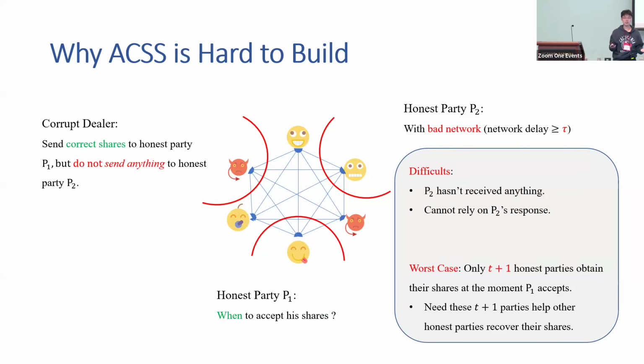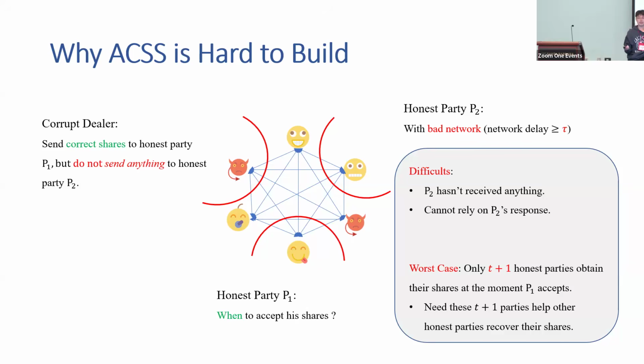So let's consider when honest party P1 can accept his shares. According to the requirements of ACSS, when an honest party accepts his shares, we require that all honest parties should eventually accept their shares. But so far, P2 has not received anything, so P1 cannot expect to get any response from P2. This is different from the synchronous setting. Maybe in the synchronous setting, we can say that if honest party P2 does not receive anything, we can let P2 make a complaint. But in the asynchronous setting, it's not clear when honest party P2 can make such a complaint and why P1 can expect to receive such a complaint.